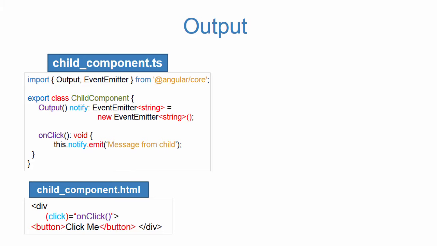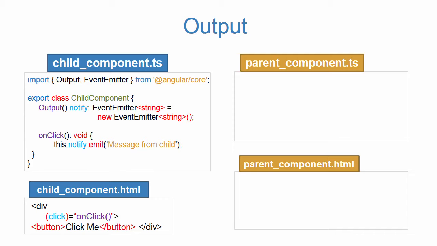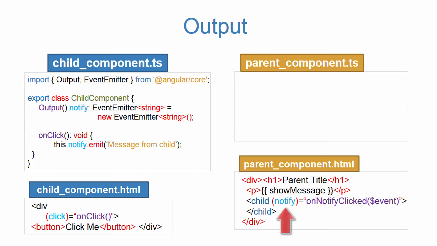Now there's two steps that we need to take in our parent in order to display our child's message. The first is in our parent HTML file. So inside of our child selector, we need to wrap our notify property in parentheses. So this is our event watcher that gets triggered anytime someone clicks this button in our child. We then set this equal to a method we'll create inside of the parent. This $event parameter stores whatever has been emitted from the child. In this case, it's going to store the message from child string.